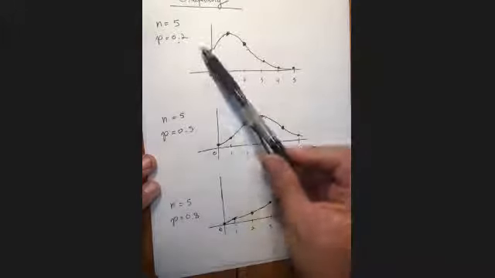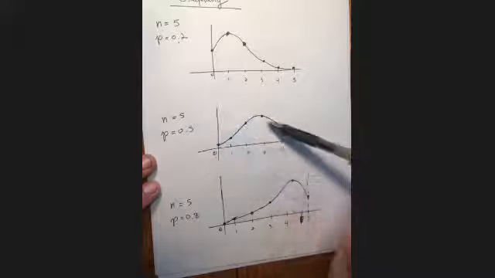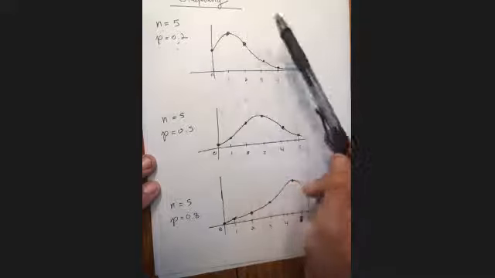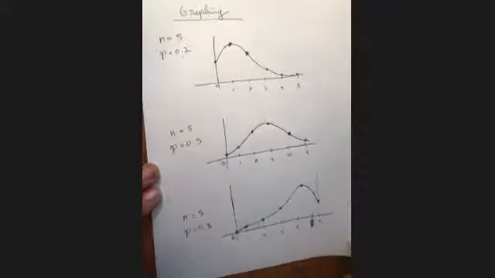But the main takeaway here is that when the probability of success is equal to 0.5, we get a perfectly symmetric distribution, whereas when it's less than 0.5, we get a right-tailed distribution, and when it's greater than 0.5, we get a left-tailed distribution. So that's one trend that we see with the probability distributions.